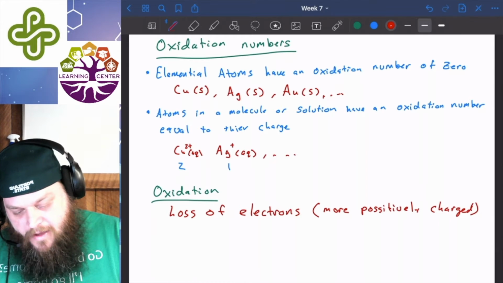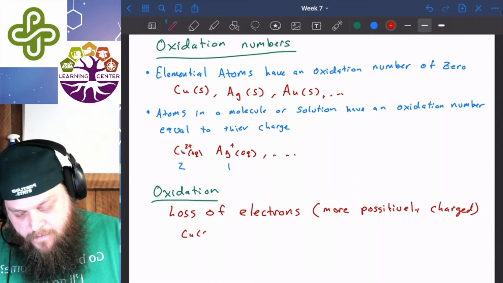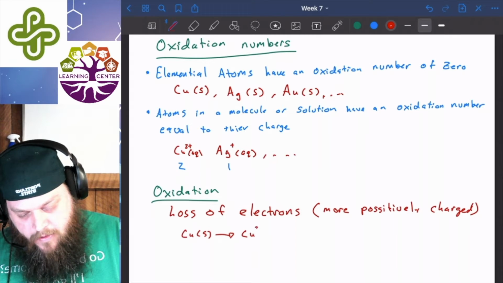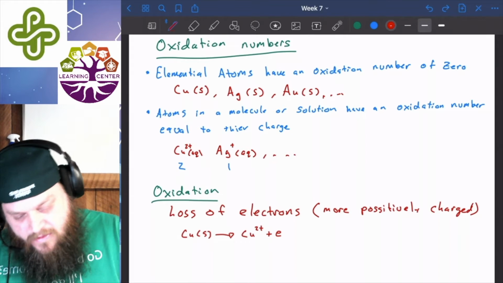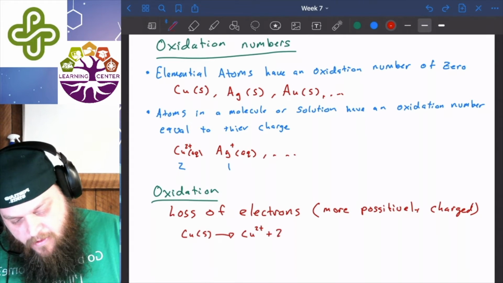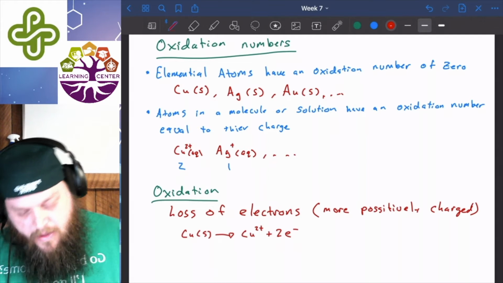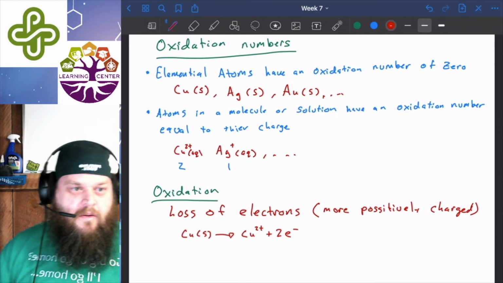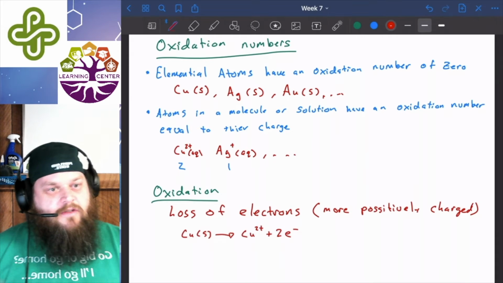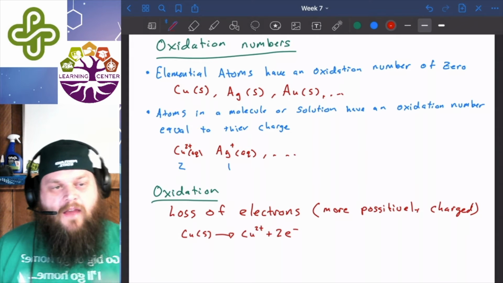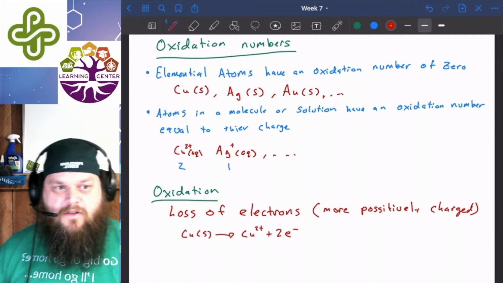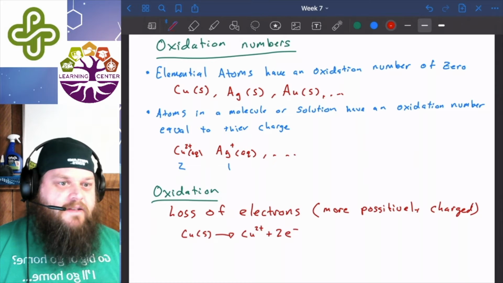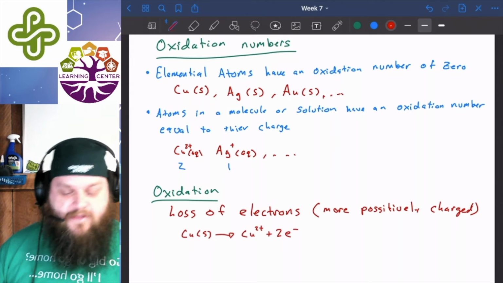So, for example, if you have solid copper turning into copper 2 plus, it would also have 2 electrons. Let's write that properly, 2 in front, e minus. And you notice that we have a balance of charge on both sides of that equation now. On the left side we had neutral charge, on the right side we have that copper 2 plus, so we have to add 2 negatively charged electrons, so the net charge on the right side matches the net charge on the left side.